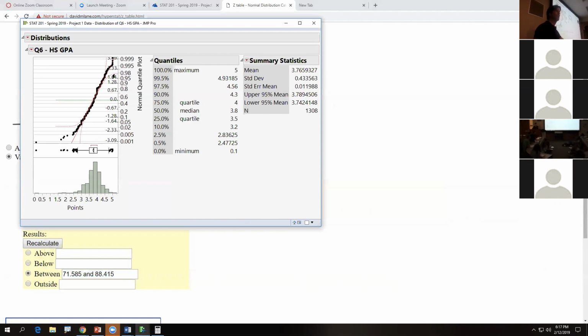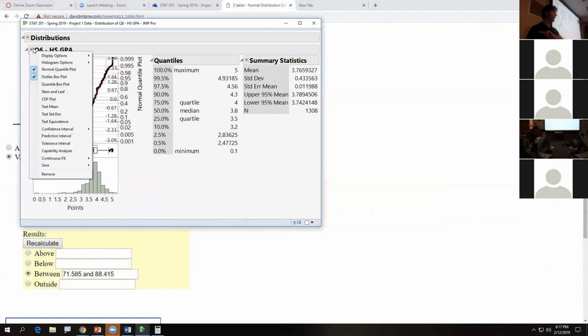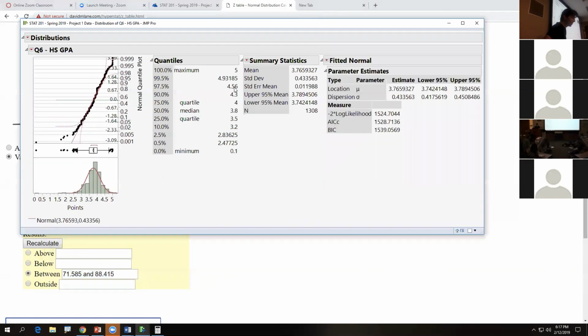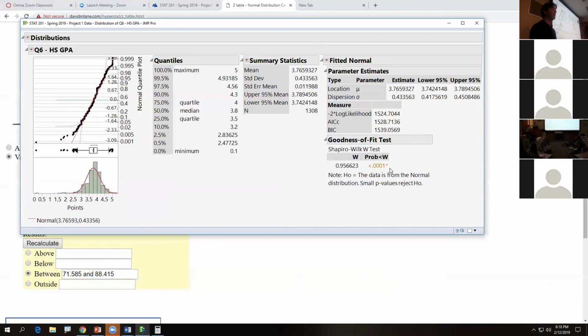If it's bent, that's an indication it's what? Not normal. The last way, and they said it online, is to do the goodness of fit test. Let's go in here and fit the normal with the goodness of fit. And here's the p-value. Now, what is the null? Read the bottom sentence. The null is that the data is normal. When the p-value is low, reject the null. So is this p-value here low? You will reject that it is normal.